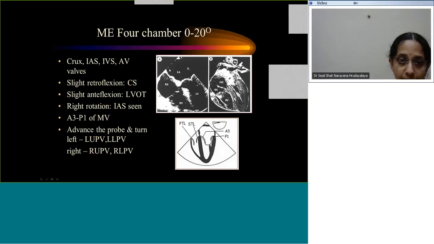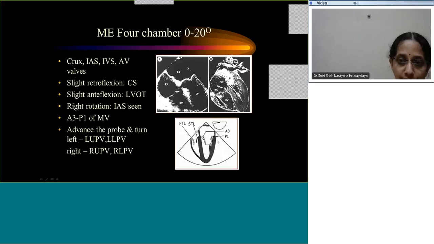Also, if we turn the probe and advance the probe a little to the left and the right, the corresponding pulmonary veins can be seen. Coming down, the AV valve morphology, the interventricular septum, the inlet area just below the AV valves, and the rest is the trabecular septum, the right ventricle and the left ventricle. Now what we see here on the right side, the tricuspid valve, is going to be the septal leaflet and the posterior tricuspid leaflet.